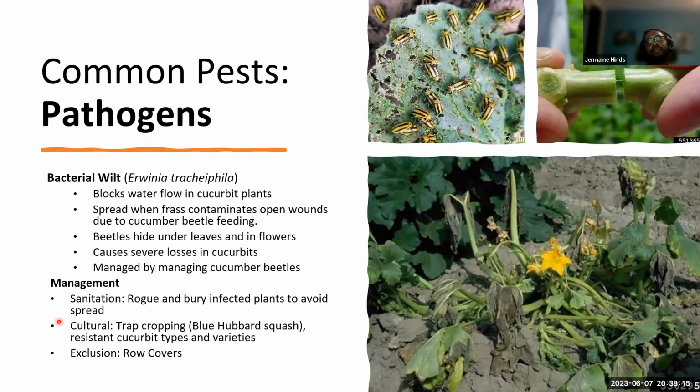So those are two of the common weeds. And this is just to show a range of the different pests, right? And so next is pathogens. So we talked about insects, we talked about plants. So now let's talk about diseases, right?